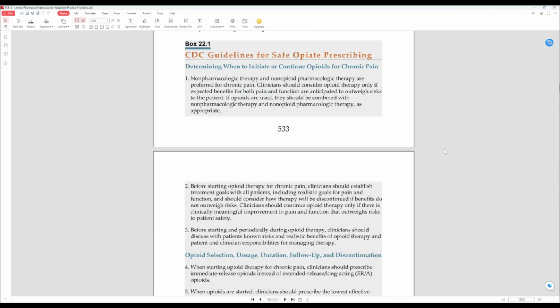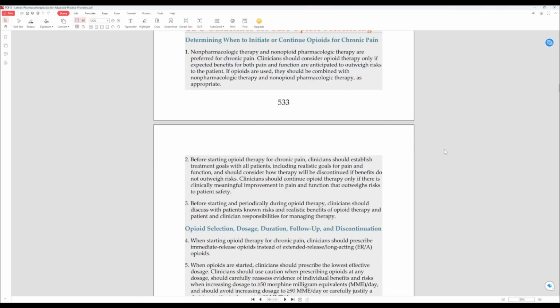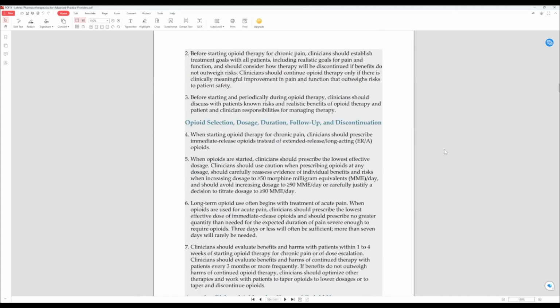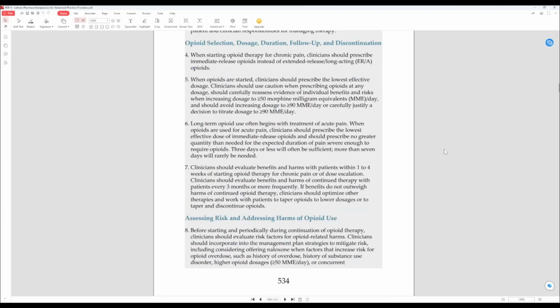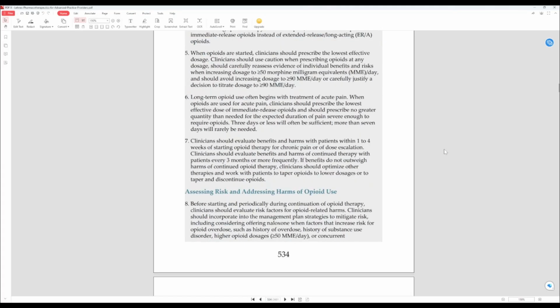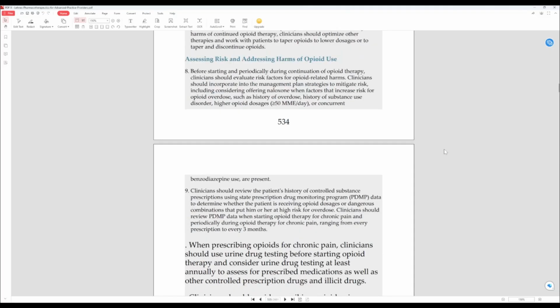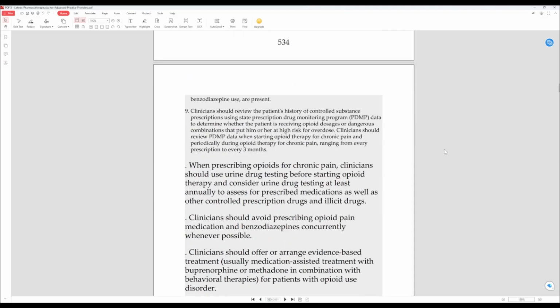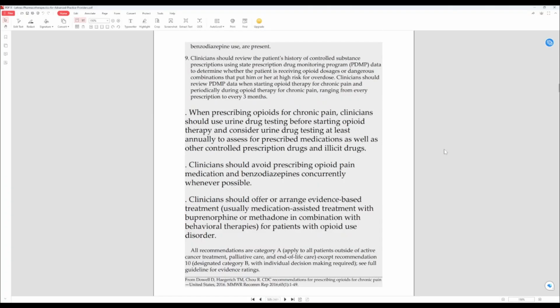So here's the CDC's guideline for safe opioid prescription. I'll let you hit pause so you can review this yourself. It's quite a bit. So I'll make sure we keep this in spots where it makes most sense. So there were a couple different spots where you need to kind of read this over.